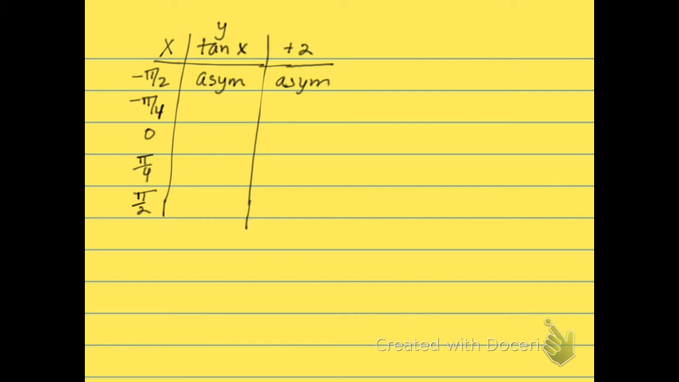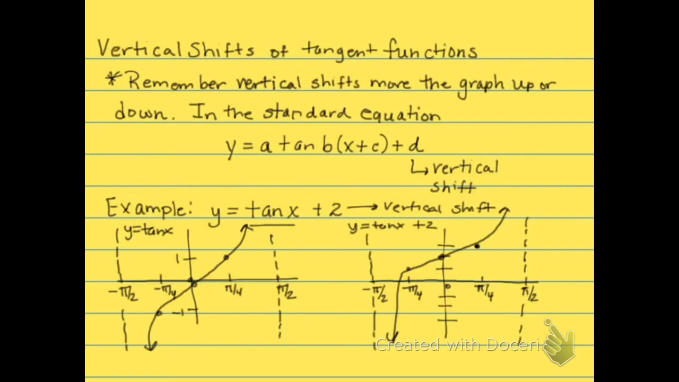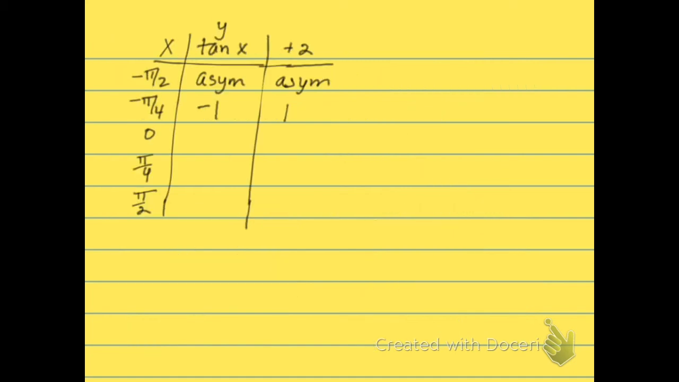At negative pi over 4, you normally have negative 1. So if you add 2 to negative 1, you're going to get 1. And you see from the graph, at negative pi over 4, I'm at 1. You put in 0, you normally have tan of 0 equals 0. If you add 2, that'll be 2. At pi over 4 for your original tan graph, you're at 1. You add 2, you're going to be at 3. And at pi over 2, this is an asymptote.